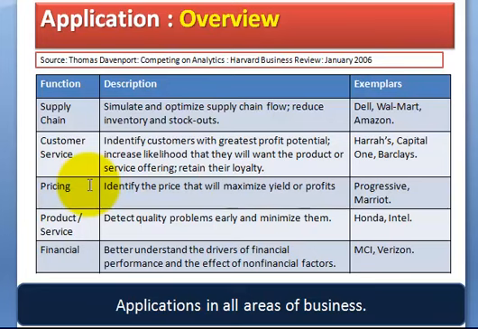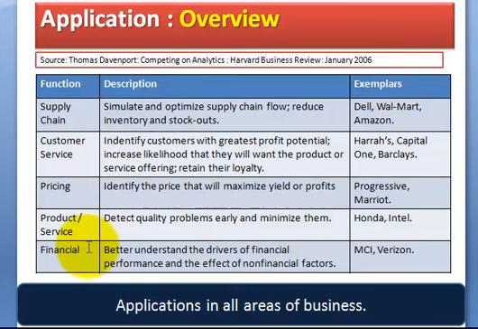What's the right level of overbooking? Or should I do any overbooking? Particularly in industries where you have a large cancellation potential. Product and services: it can help detect quality issues early in the process, so we minimize them. Some great examples are Honda and Intel.